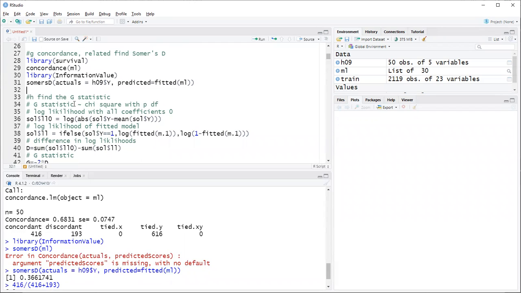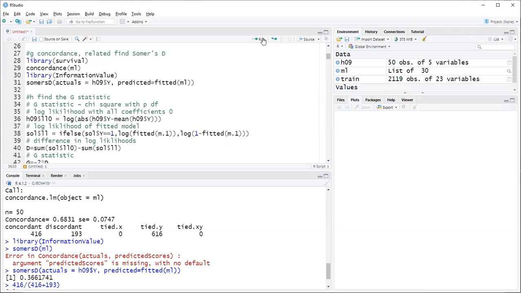So I want to find the G statistic. So it says it's a chi-square with p degrees of freedom. What's the log likelihood with all coefficients 0? Okay, so just benchmark there. So my data set here isn't SOL. That was in the lecture. And so I'm going to change the SOL to H09 and do that there and there.